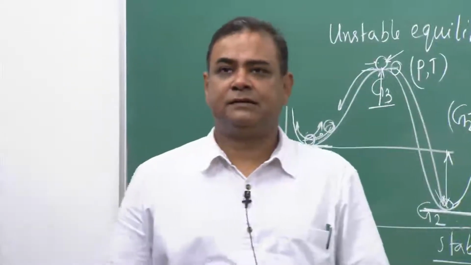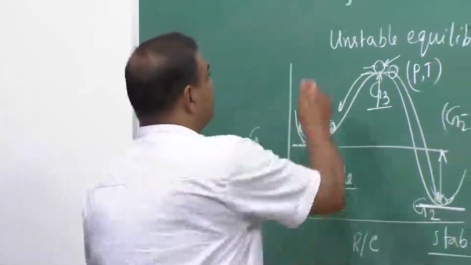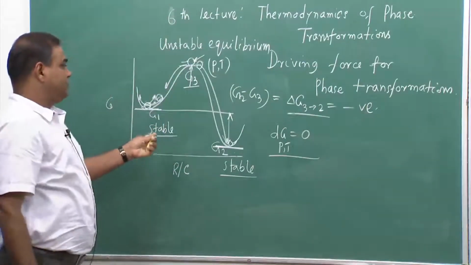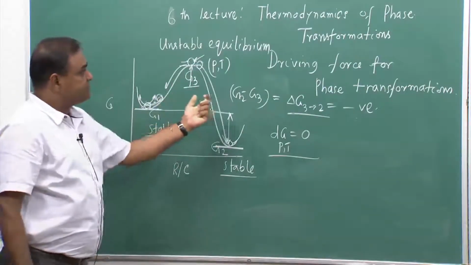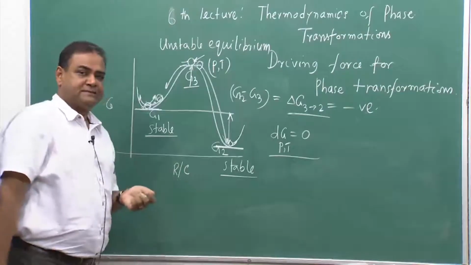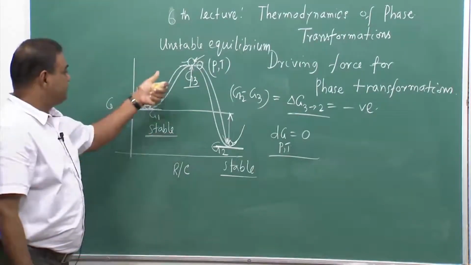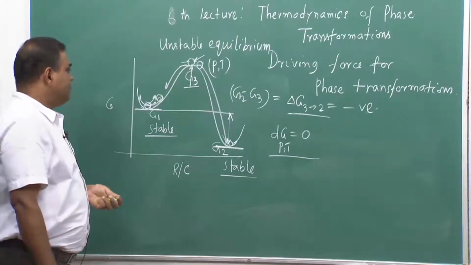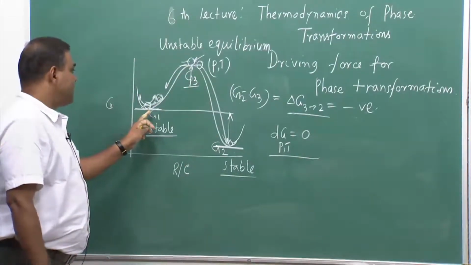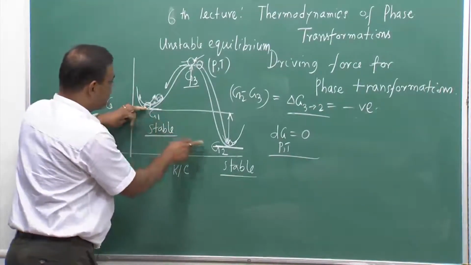Let us start our sixth lecture, and the topic of the sixth lecture would be the same as before, because we have already discussed that this driving force calculation would continue for the next couple of lectures. Now, we were discussing this particular graph, where we have seen that this is unstable equilibrium, this is stable, and we wanted to see what happens if we try to see the difference between G1 and G2.